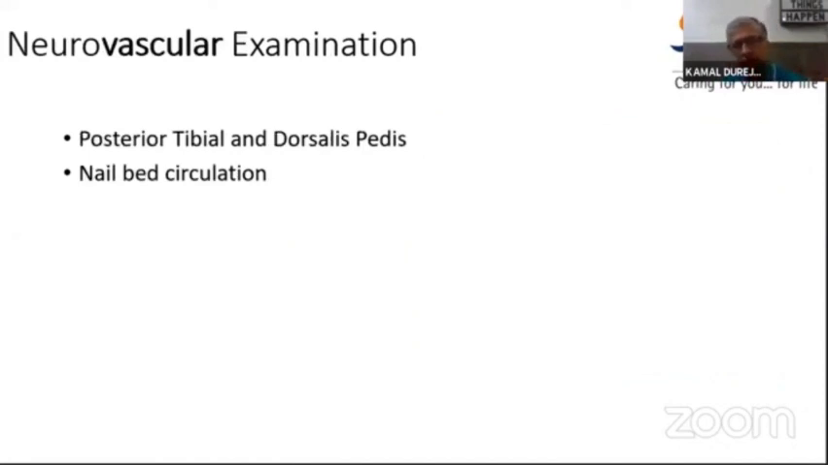This completes my joint motion examination, and then I proceed on to doing a neurovascular examination. First I do the vascular examination, feeling the posterior tibial and dorsalis pedis arteries, followed by nail bed circulation, which is very important to detect any peripheral arterial disease in the early stages.